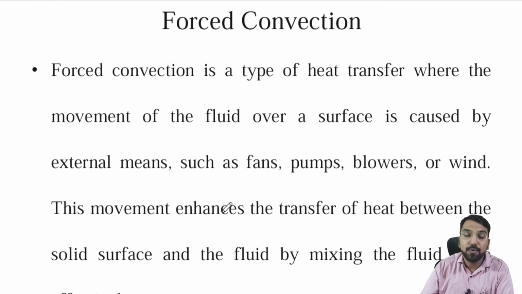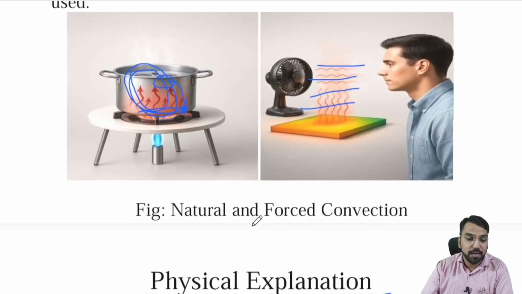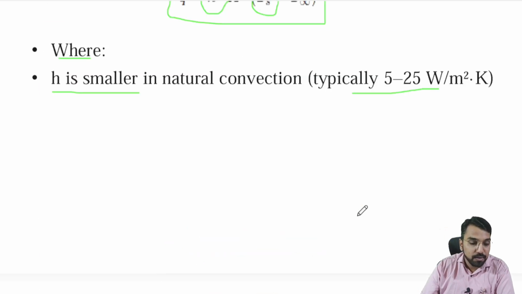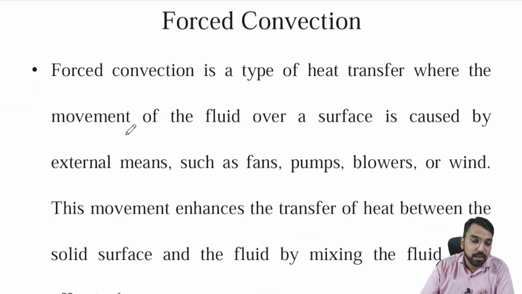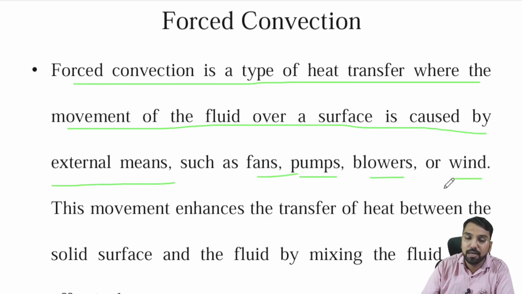So next is forced convection. As we have just seen, forced convection is purely done by an external force, where a pump or fan is used to make the fluid flow. Forced convection is a type of heat transfer where the movement of fluid over the surface is caused by external means such as pumps, fans, blowers or wind.